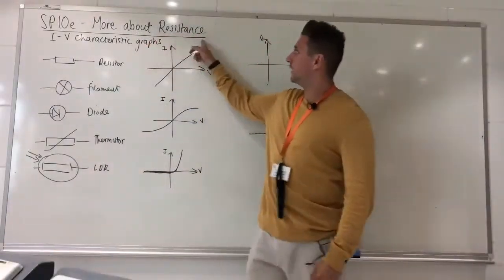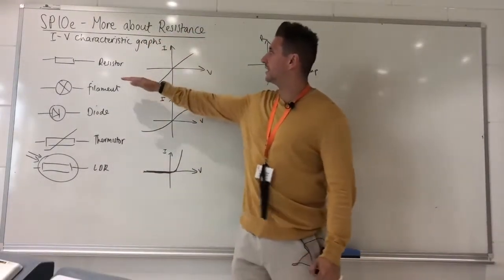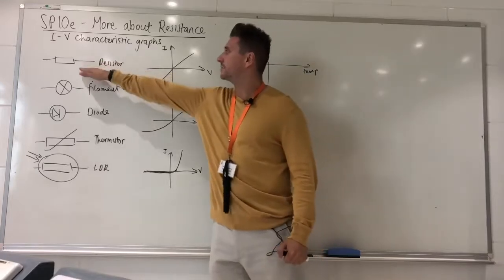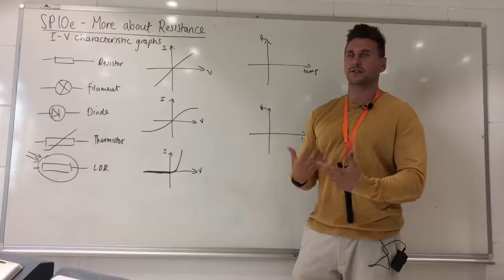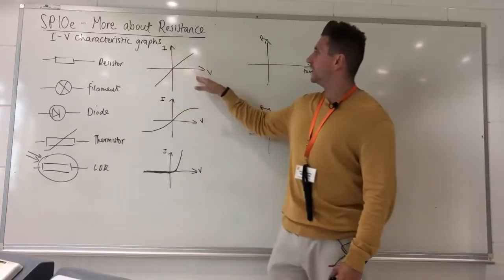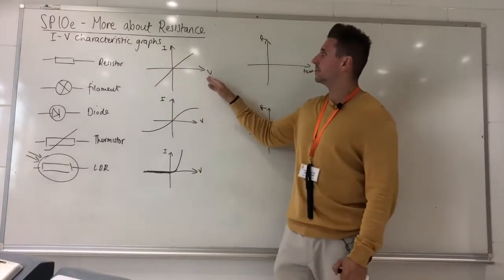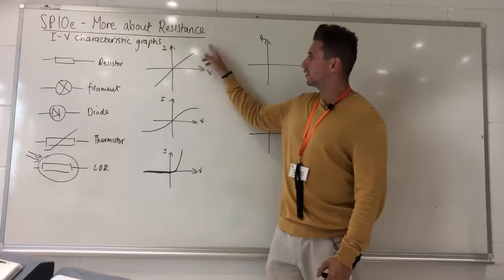So for 10e, more about resistance. Carrying on from what we did last time, we looked at how you put fixed resistors in series and in parallel, and how the combined resistance changes in the circuit. We did look at an IV characteristic graph for Ohm's law, which looks like this.